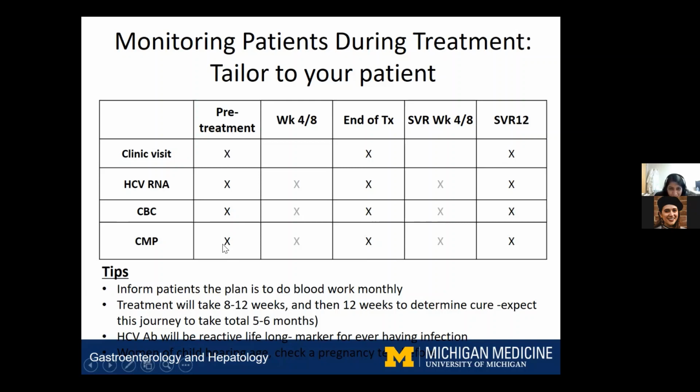I put in black the X's where I think we would definitely recommend you get blood test monitoring, and then to really consider, for the gray X's here, what makes the best sense for individual patients. The things to also keep in mind is that it's somewhat simpler to tell patients we're going to monitor your blood work monthly for the duration of the next 5 to 6 months. So 8 to 12 weeks of treatment and 12 weeks off of treatment to determine cure. So this whole process is going to take 5 to 6 months.